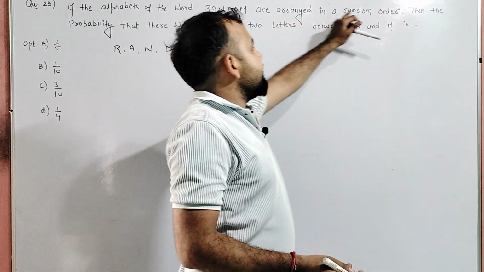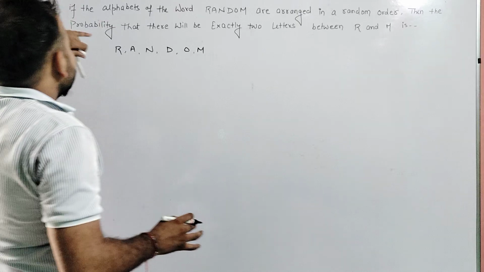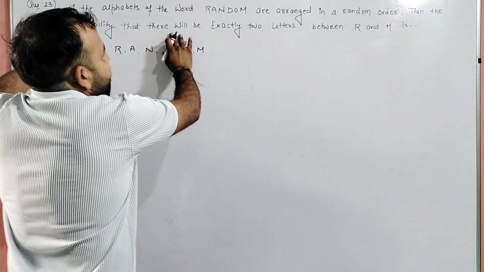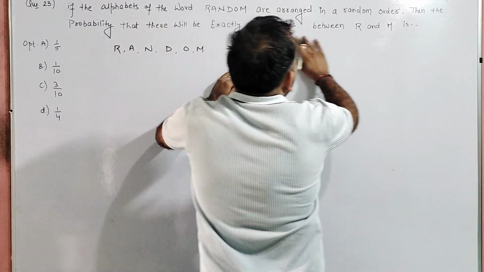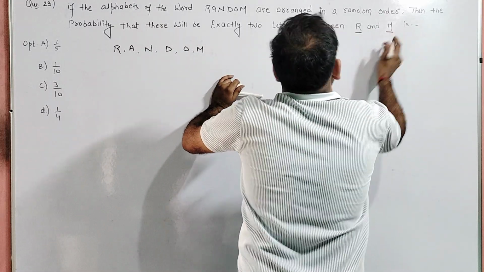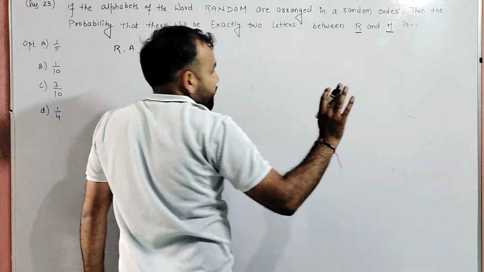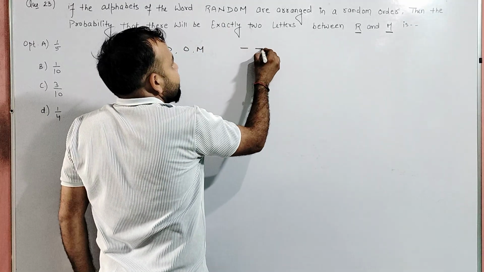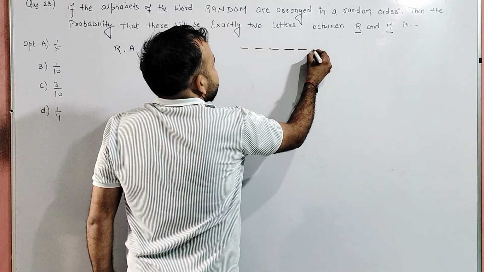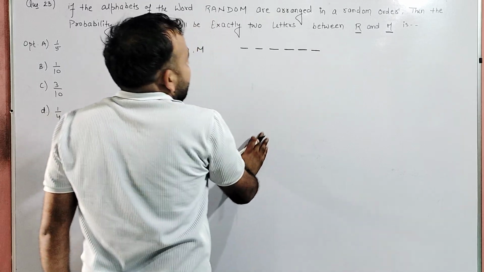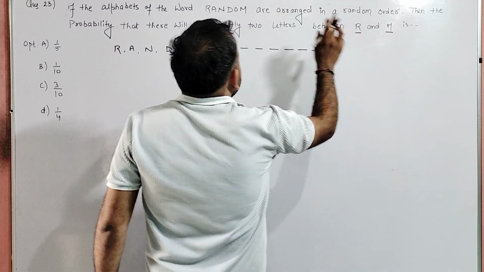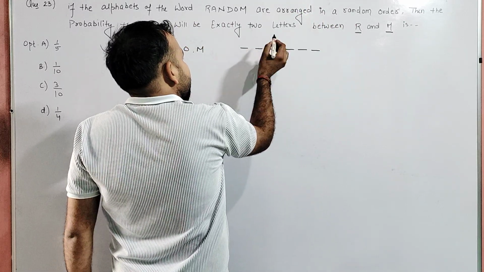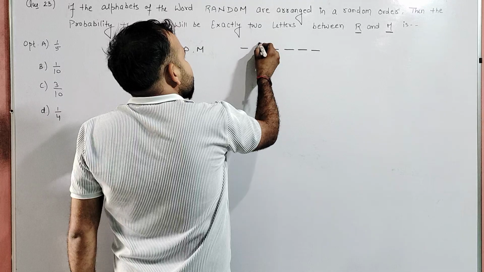are arranged in a random order, then the probability that there will be exactly 2 letters between R and M. Student, I will try to manage one thing. What type of questions have this requirement? Students, the question says that between R and M, let us consider R, fix the positions of R and M.